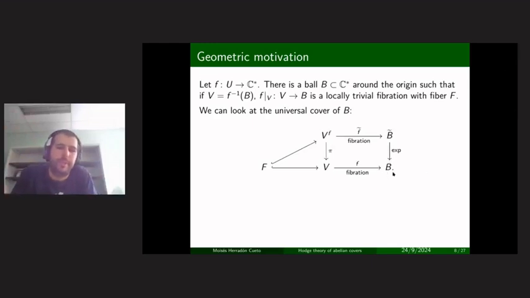So now we have a punctured ball, and I take the universal cover, which is a half plane, and this is the usual exponential e to the x. And I take the pullback. This is a cover with that group Z.